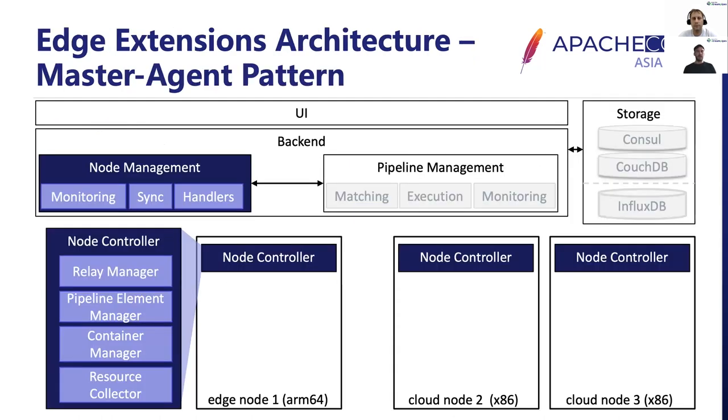So if we look at the architecture extension from a higher level, we see the master-agent pattern where we extend the backend with the node management part that centrally oversees all the nodes that have been registered. A node in that case, or an agent, is represented by a node controller instance that has several functionalities. For example, it manages the event stream relays, it manages the pipeline element lifecycle within the pipeline element manager, it manages local container deployment and collects resources that are sent and synchronized to the central node management in order to assess the current status of a node.